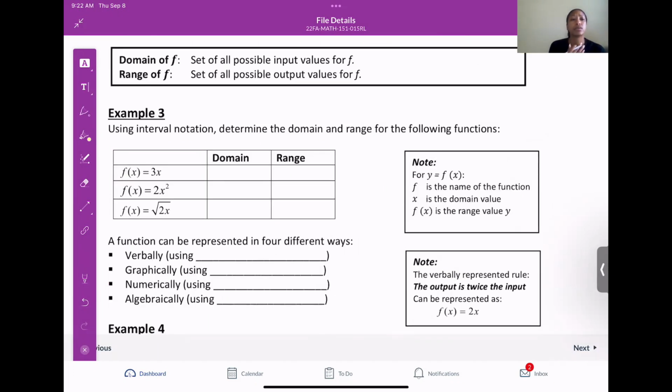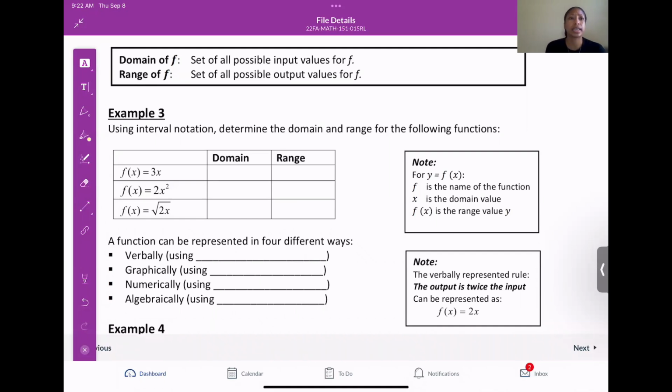The next few problems deal with finding the domain and range of a function. The domain represents the set of all possible inputs we can have for a function, and the range would be the set of all possible outputs. So the input will be all of your x values, the output is all of your y values, okay?